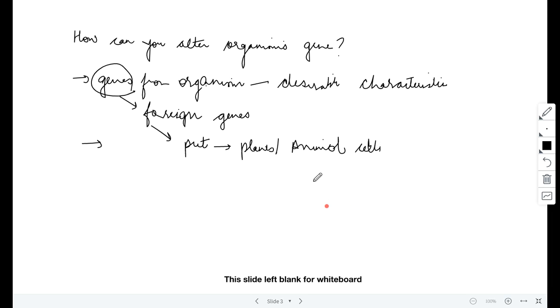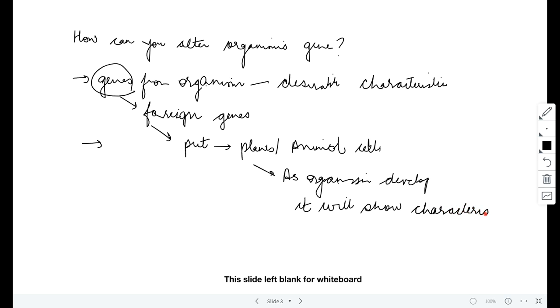So then what will happen? As the organism develops, it will show the characteristics of that foreign gene. Now this is how you can alter the organism's genes. Is it clear to you?